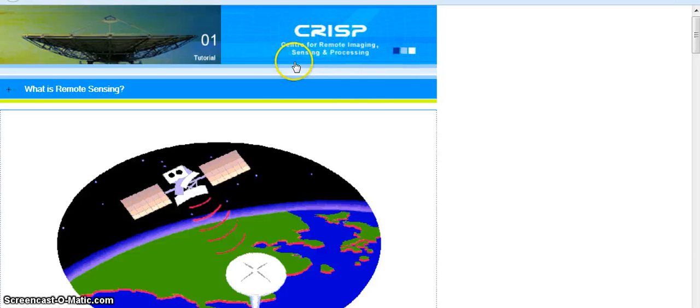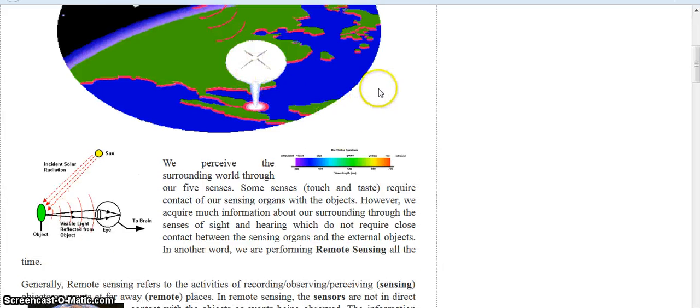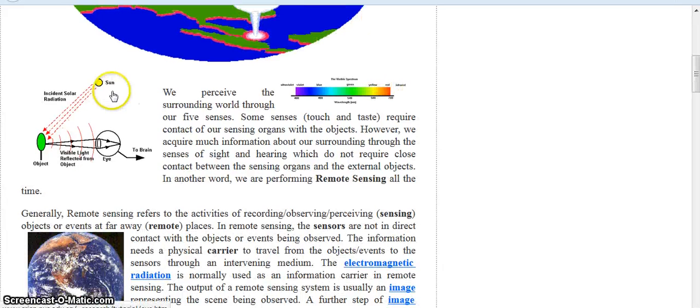CRISP, which stands for the Center for Remote Imaging, Sensing, and Processing. Okay, so there's a satellite above the atmosphere, sends down a signal, which, that doesn't look like a very happy signal. I wouldn't like that right above my house. And here we're talking about another type of... this is what they want you to get.